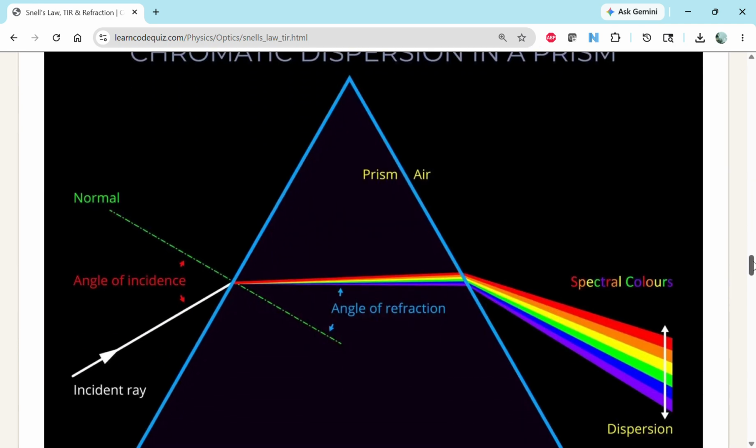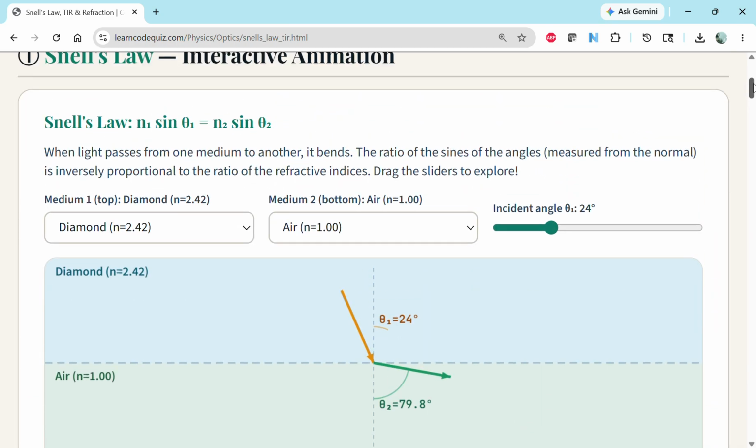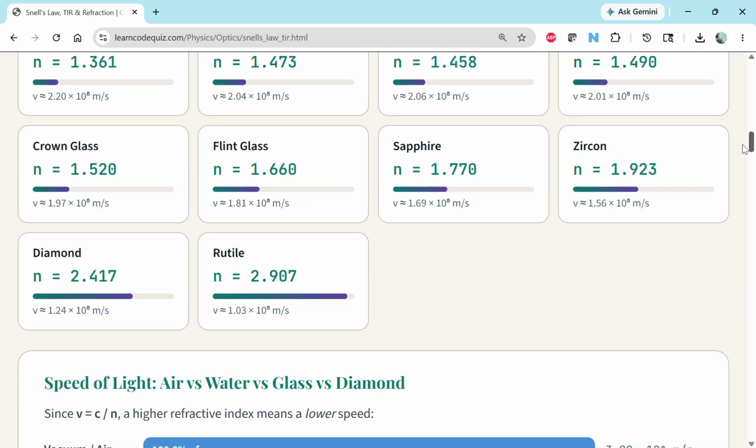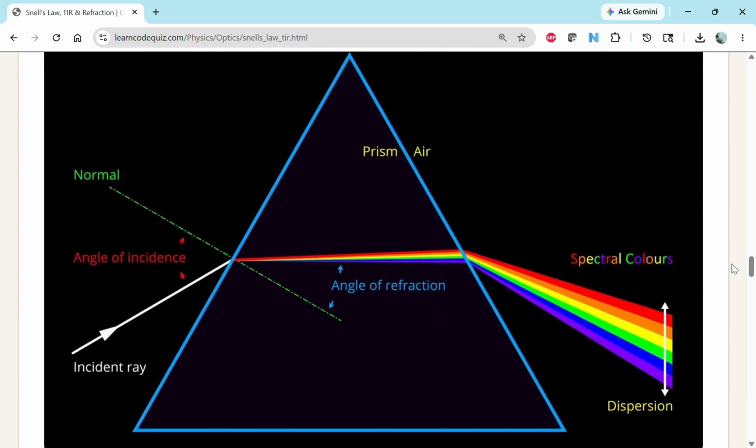So now we know how we get the incident angle and refractive angle using this equation which is called Snell's law. And n1 is the first medium, n2 is the second medium, theta 1 is the angle of incidence, theta 2 is the angle of refraction, and so on, right? Now an interesting phenomenon that you may have seen is a white light entering a prism but breaking into different colors. Why so?